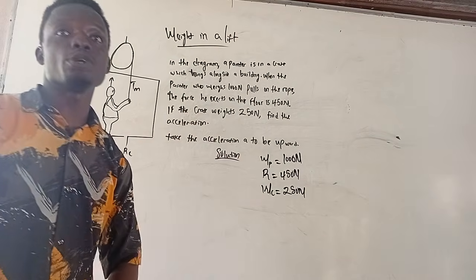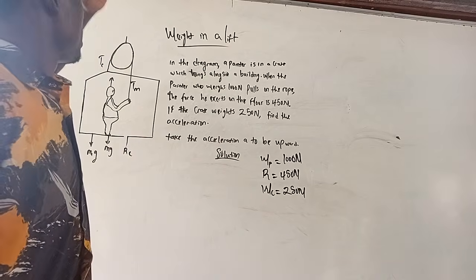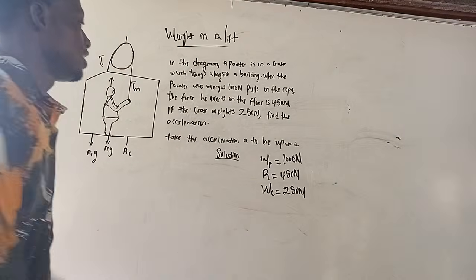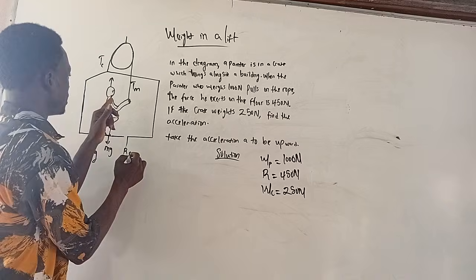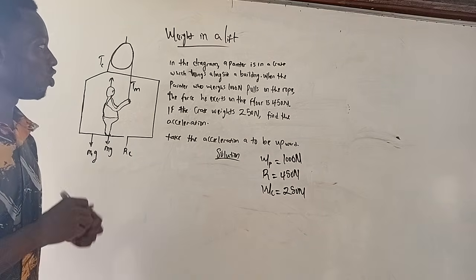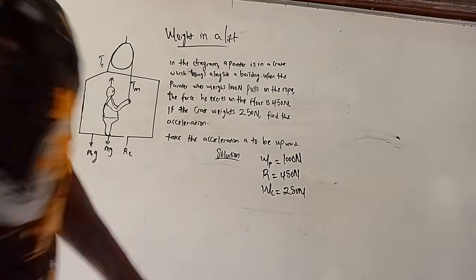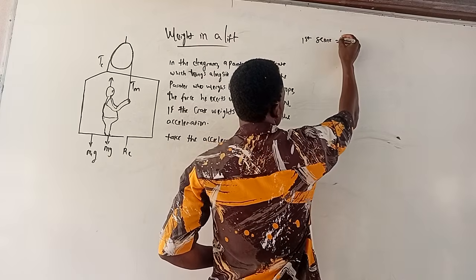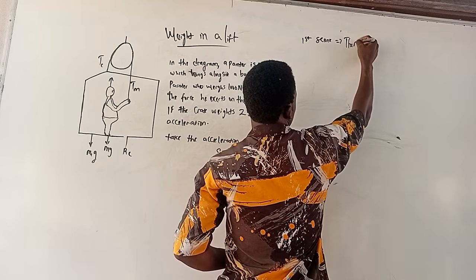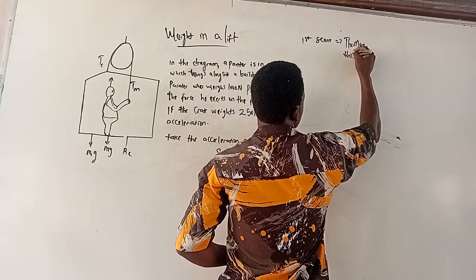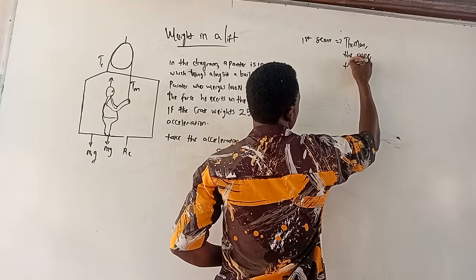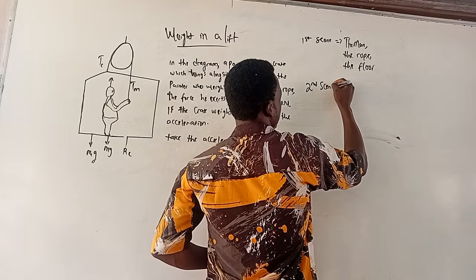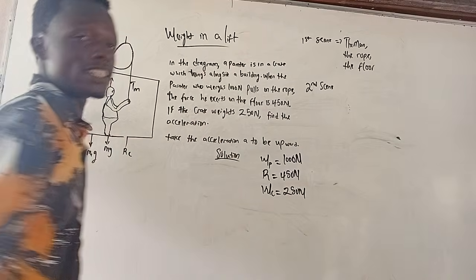Now we have to take acceleration to be upward. That's not even the main deal now. We have two scenarios here. Please take note of that. The first scenario you need to take note of is the man, the rope, and the floor. Now the second scenario, the second scene, is the crate itself.